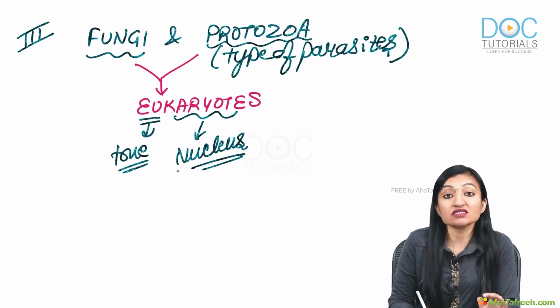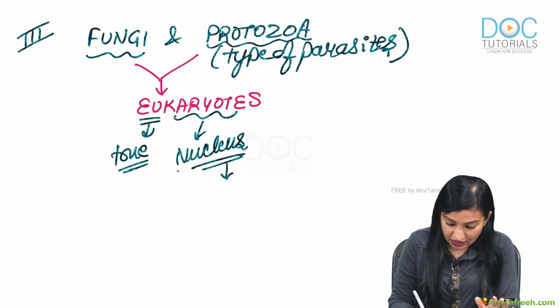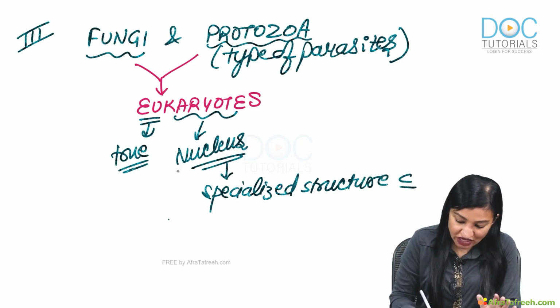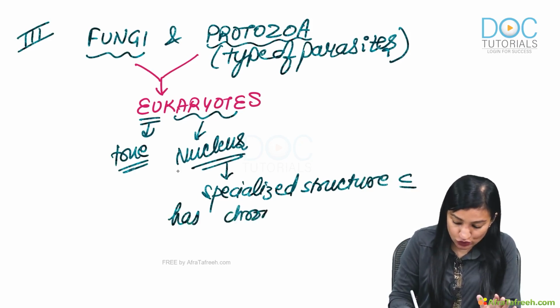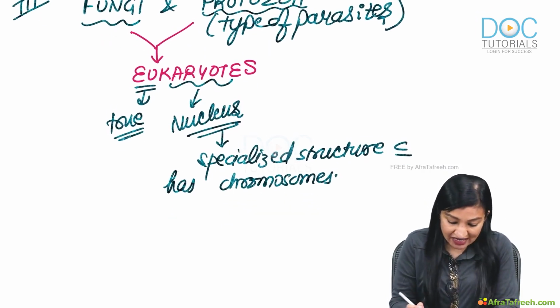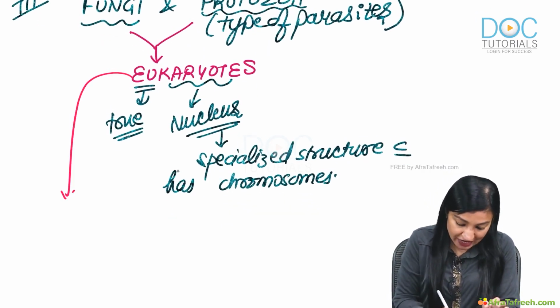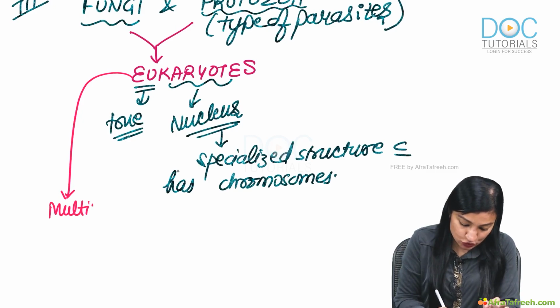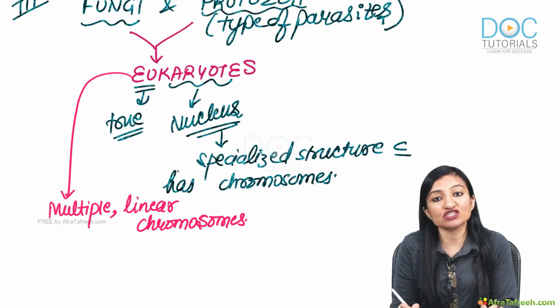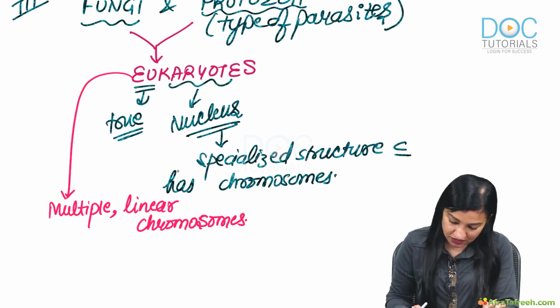Now nucleus is a specialized structure, which has the chromosomes, or the eukaryotic genome. And remember, in eukaryotes, there are multiple chromosomes which are linear. So, there are multiple linear chromosomes which are located in a specialized structure called the nucleus.